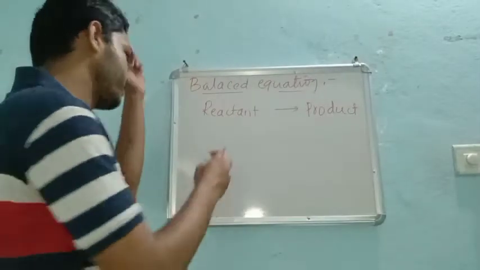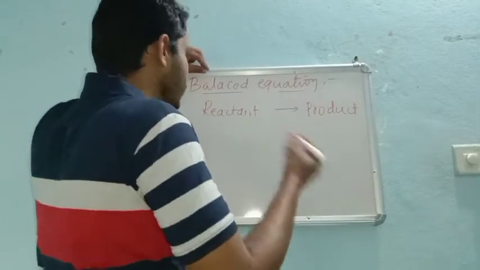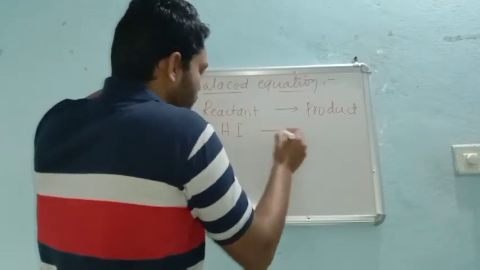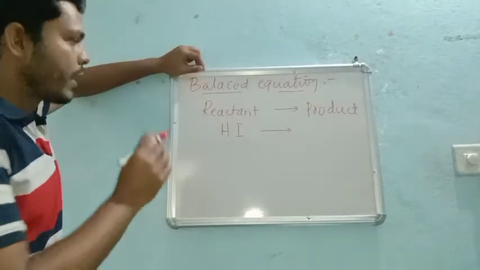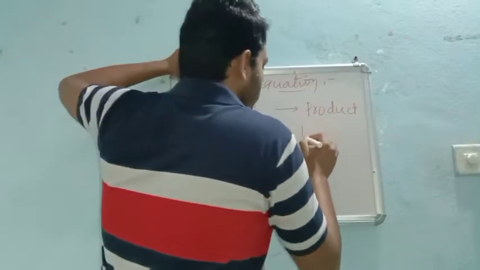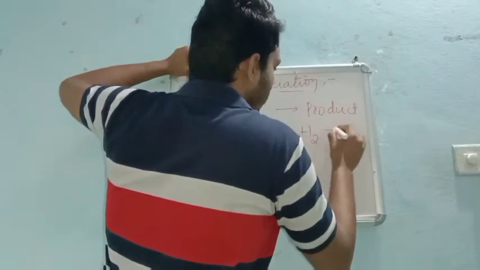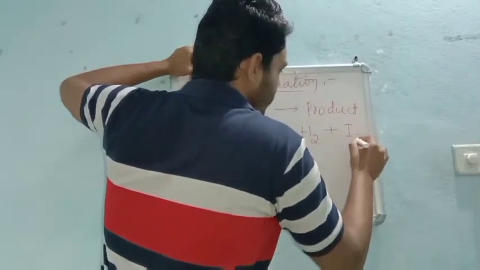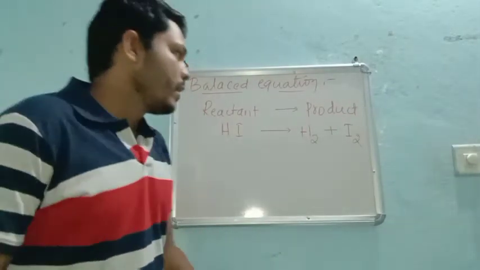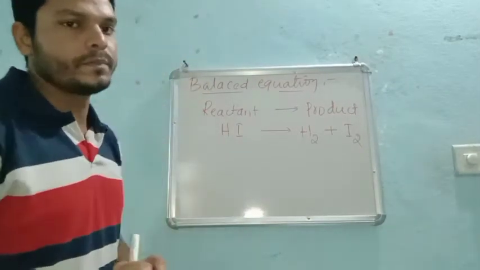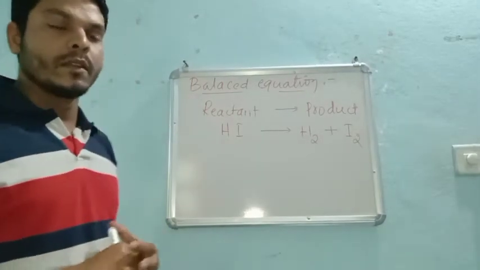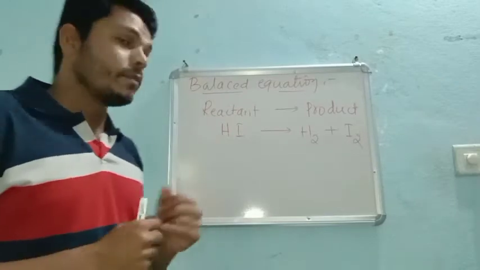So we will see one example. HI, hydrogen iodide, undergoes the reaction and gives H2 plus I2. Okay. Is this reaction balanced? Of course, no. Right? No means two doubts will come here.